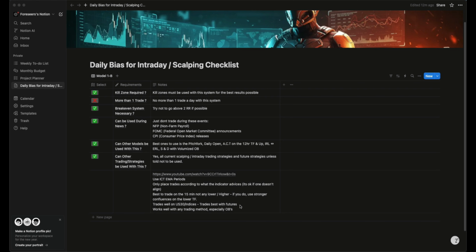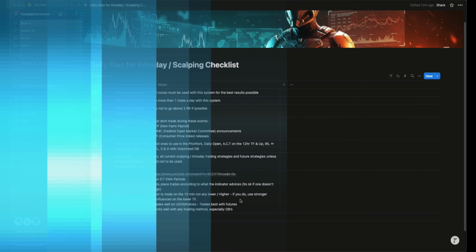So if you are someone that trades mainly order blocks with fair value gaps, I really do suggest you pair this type of model to use for daily bias and for your trading. Okay, now with this being said and done, let's move on to the actual model itself.